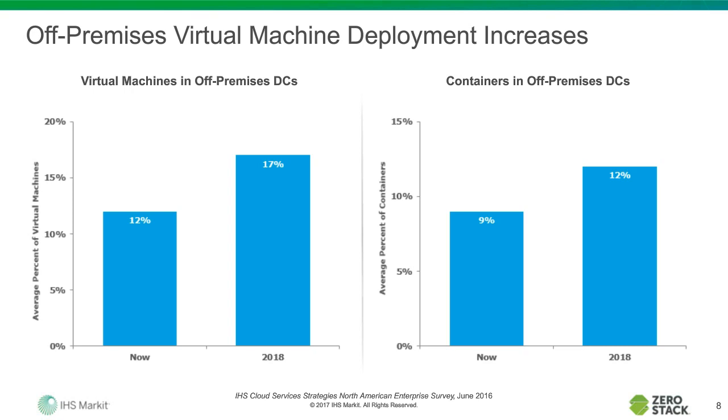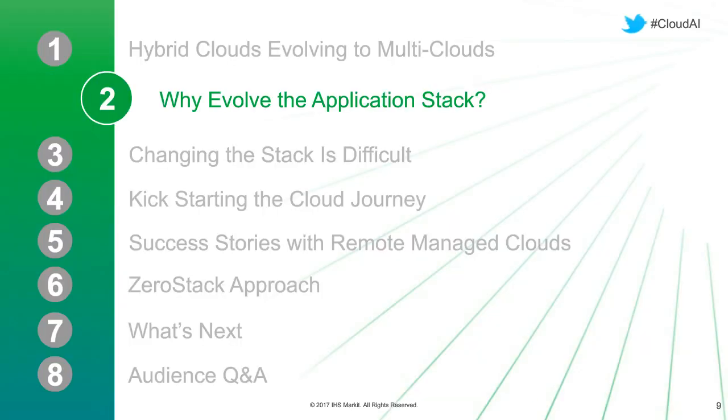And we also asked the same question for containers, and we saw that going from 9% in the middle of 2016 to 12% by 2018. So two takeaways here: there is a shift, but also we should not assume that the majority of compute is off-prem. In fact, the majority of compute is still on-prem, even when we're dealing with containers. So that's our view on hybrid clouds evolving to multi-clouds.